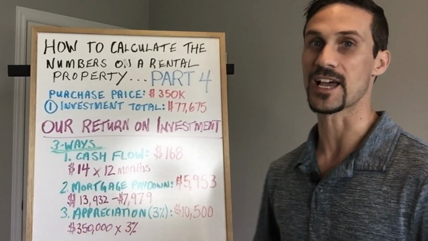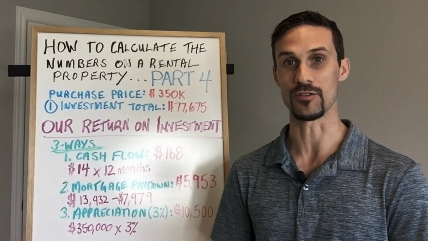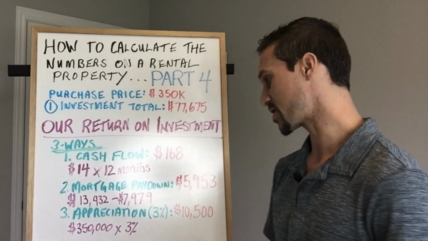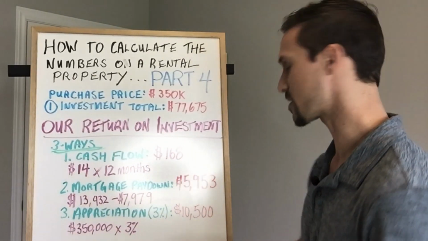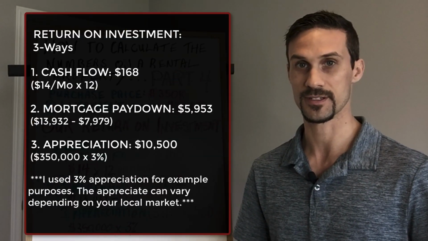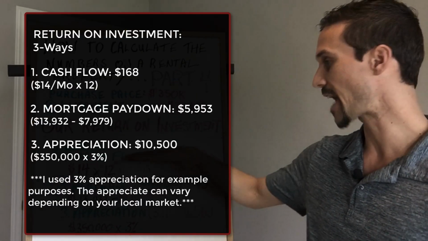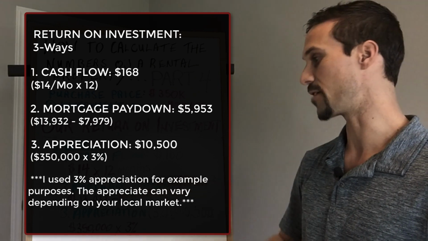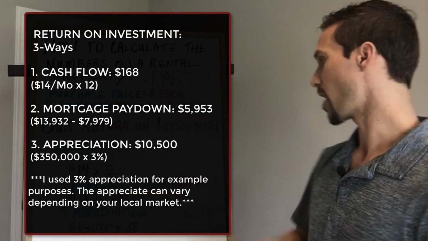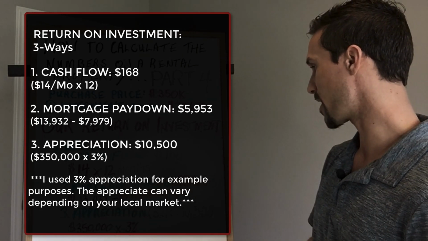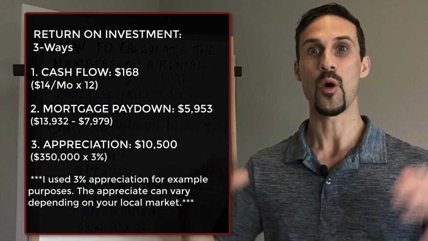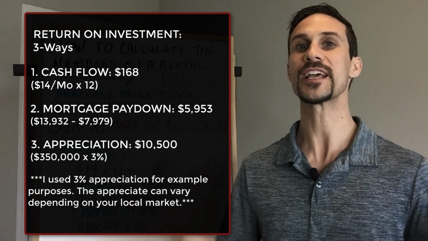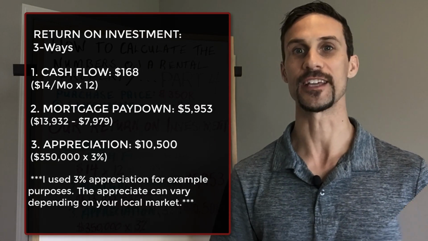Now the third way, which is the coolest way, is you actually get appreciation on the whole asset, which is $350,000, that you would be actually getting the appreciation on, which would leave us with $10,500. So now we have 3 ways. We have the cash flow, we have mortgage paydown, and we have appreciation. $168, $5,953, and $10,500. What does this leave us with? What is our total return on investment?